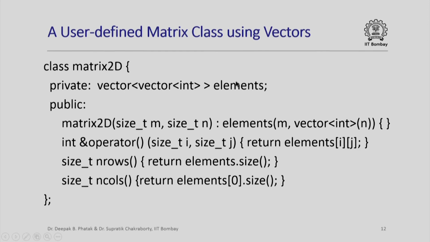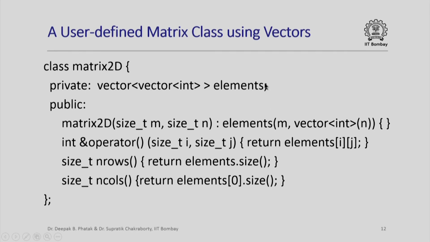What is the value? Remember, the data member elements is itself an object of class vector. So the data member elements is actually being initialized with whatever the constructor of the class vector is going to return when it is passed these two parameters. So here what I am doing is I am initializing the data member elements with whatever the constructor of the class vector is going to return when it is passed these parameters.